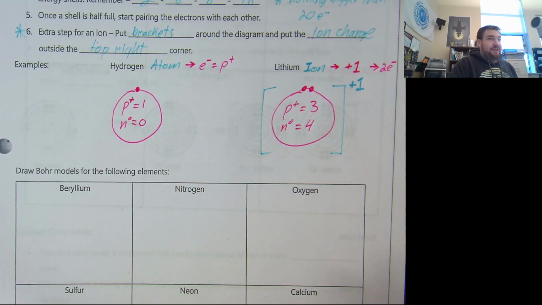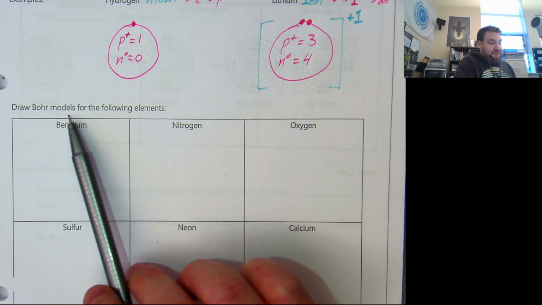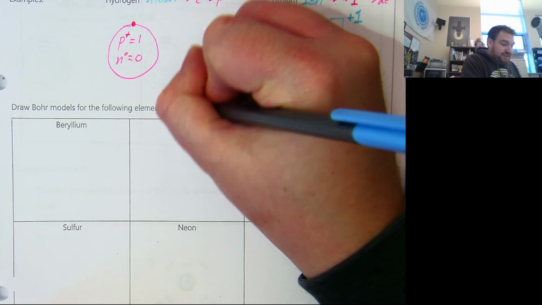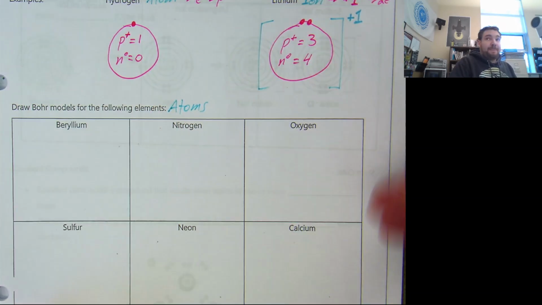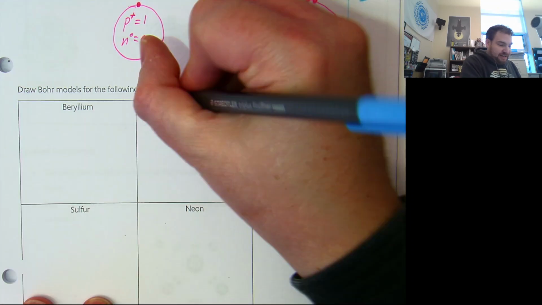Would anyone like me to do another example of these things? Okay. I'll do an example. So this table here, it says draw Bohr models for the following elements. These ones I want you to treat all as atoms. And so I'll do one of these. I'll do nitrogen. Nitrogen's a nice, easy one to do. I'll do this guy as an example.